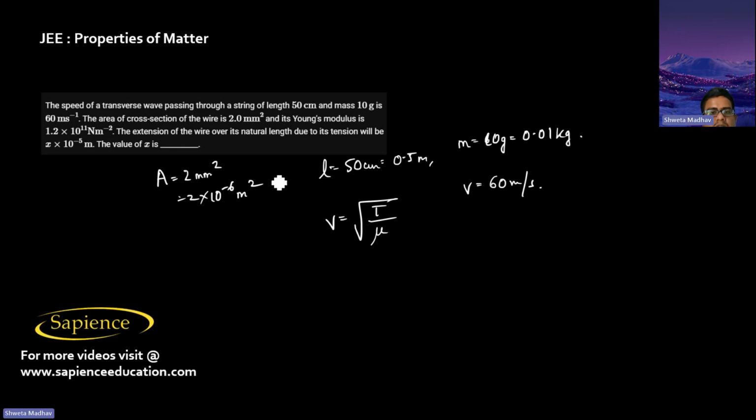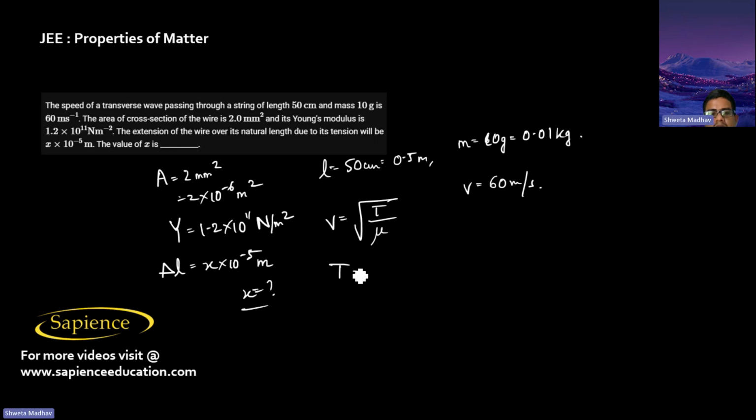And its Young's modulus is 1.2 into 10 power 11 Newton per meter square. The extension of the wire over its natural length due to tension will be, so the extension in the wire, that is delta L, over its natural length due to its tension will be x into 10 power minus 5 meters. Then x value we have to find out.